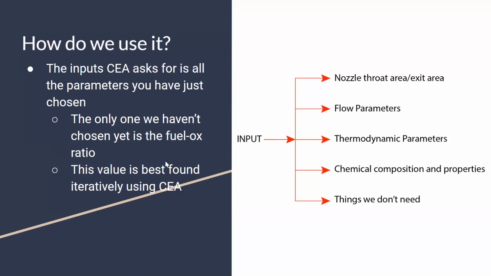As I said, everything that we picked last week is going to be an input. There's only one value that we didn't pick last week, and that's the oxidizer to fuel ratio. The reason we didn't have you pick that is because it's actually best found iteratively using CEA. It's not actually the stoichiometric ratio, for some weird reason that has something to do with masses of compounds coming out the back of the engine. I don't actually know the specifics of it, but the best way to find that is to put in a whole bunch of different fuel and ox ratios and find which one's the most efficient using CEA.